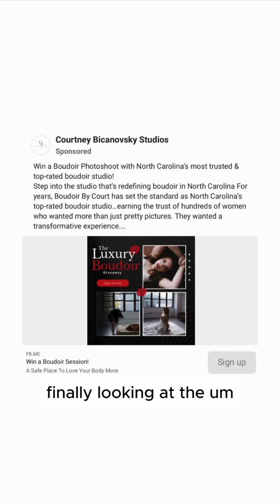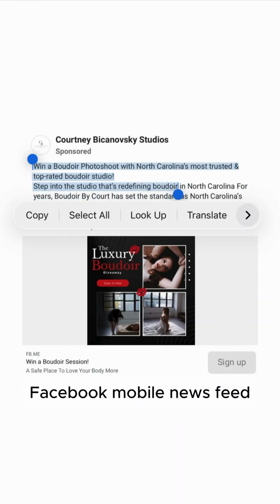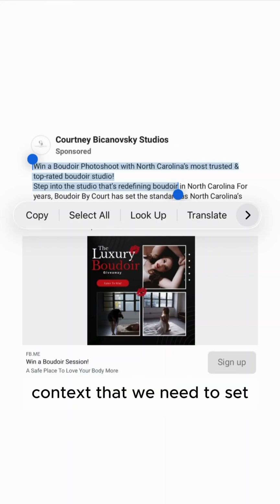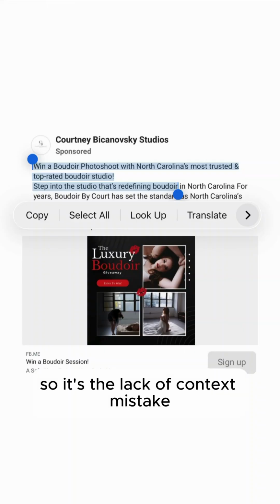Finally, looking at the see more headline here. The first 2 3/4 lines of the Facebook mobile news feed is all people will actually see when they see our ad. So, Boudoir photo shoot. 7 search funny Boudoir. All right, so basically no context here, context that we need to set. So it's the lack of context mistake.